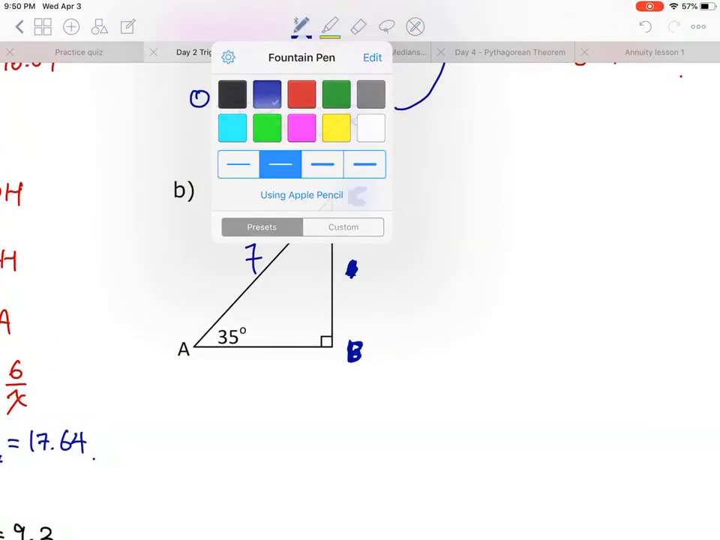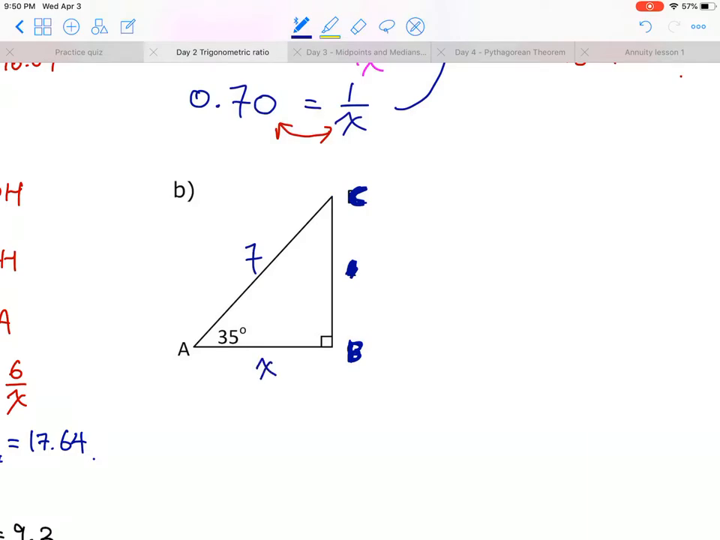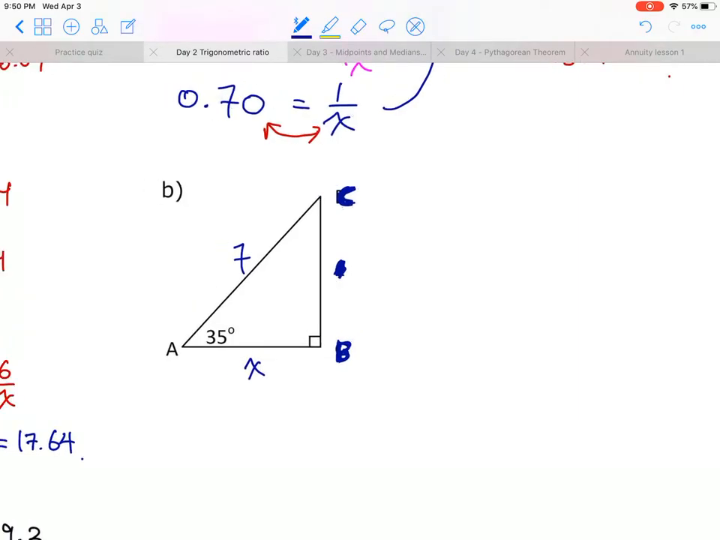So in this case, then you're looking for this bottom side. Okay, so I will change it. Find X. Now, how would you find X? Again, the first step is always to label each side. Now, 7 is the hypotenuse. This is the angle that we're looking at or we're given. So this BC is the opposite. Then AB here, the X, is the adjacent.